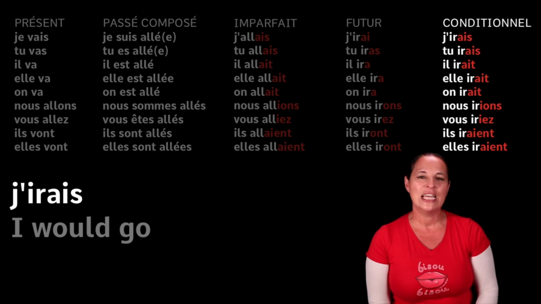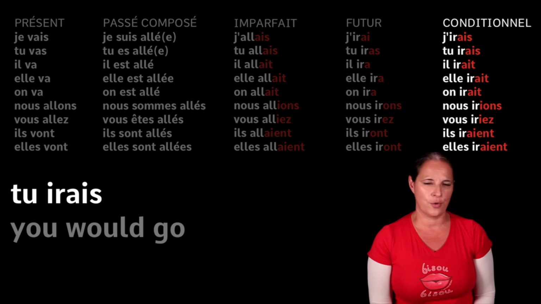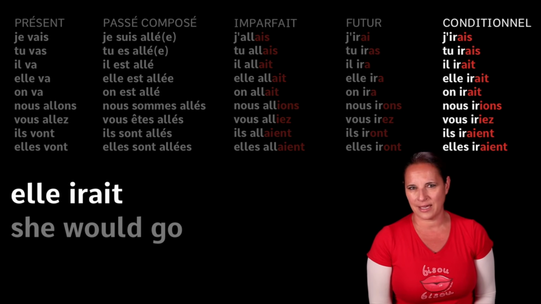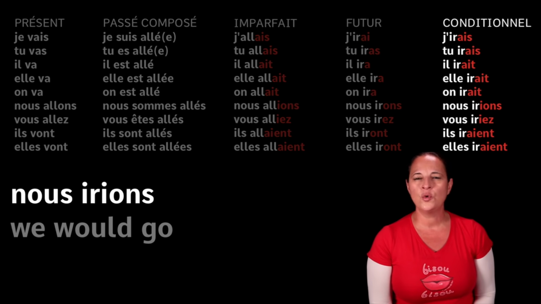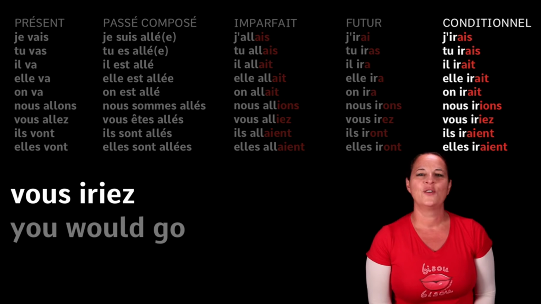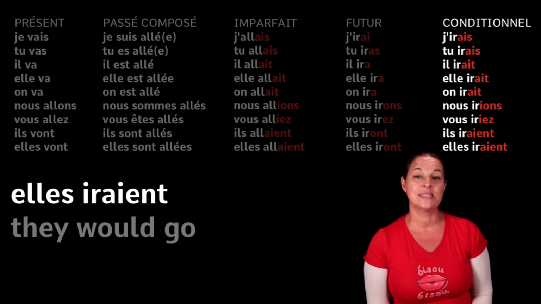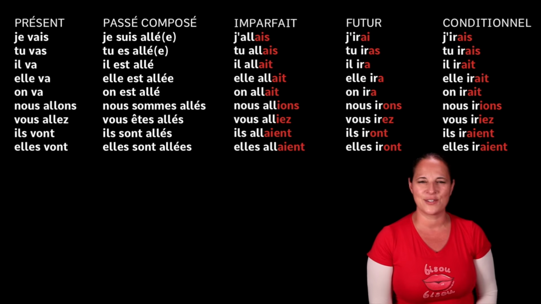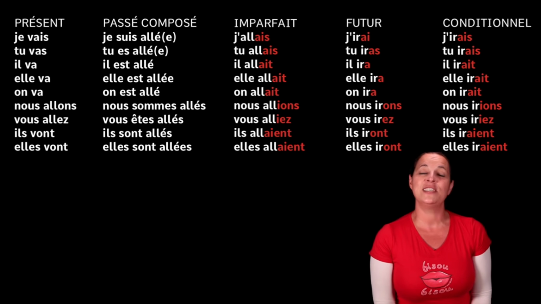So, here we go. J'irais, I would go. Tu irais, you would go. Il irait, he would go. Elle irait, she would go. On irait, one would go. Nous irions, we would go. Vous iriez, you would go. Ils iraient, elles iraient, and that means they would go. Okay, so we've got 5 tenses conjugated here for the verb aller, and I would like you to try to have a look at these videos again.